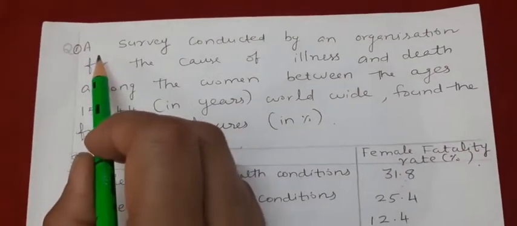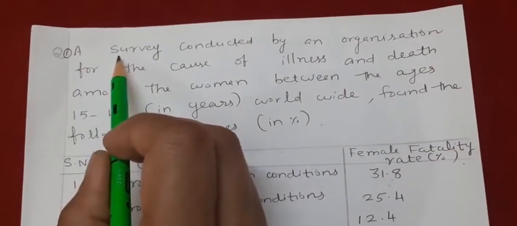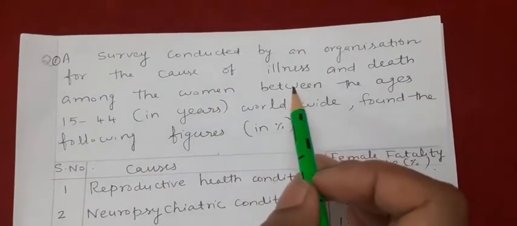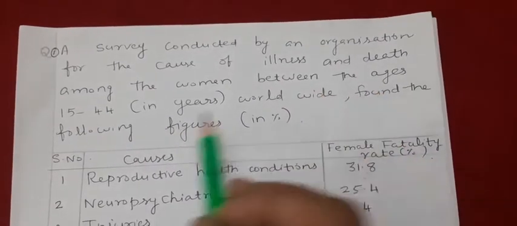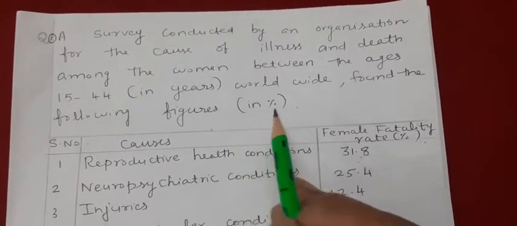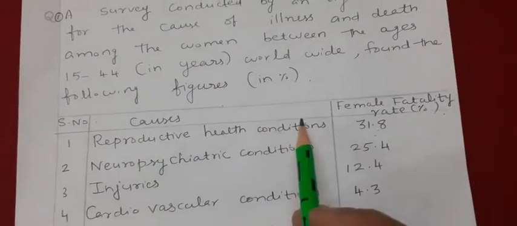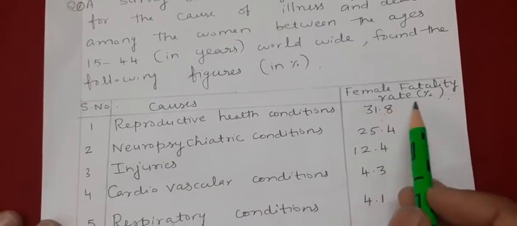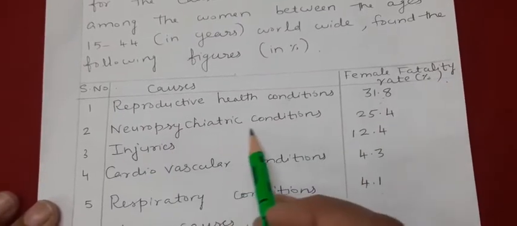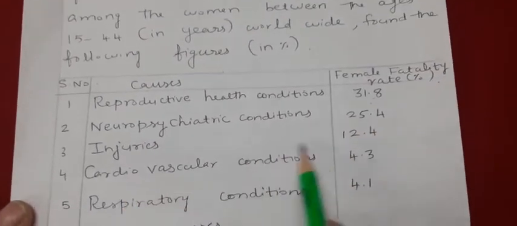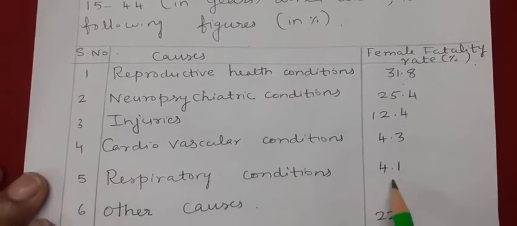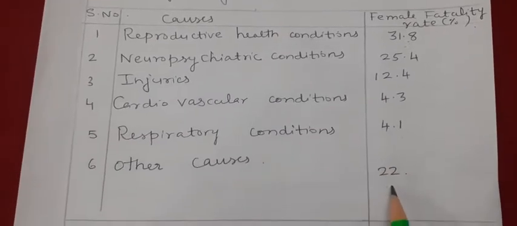Now let's discuss first question of exercise 14.3. A survey conducted by an organization for the cause of illness and death among the women between the ages 15 to 44 in years worldwide found the following figures in percent. So table is given, causes and female fatality rate in percentage. Reproductive health conditions 31.8, neuropsychiatric conditions 25.4, injuries 12.4, cardiovascular conditions 4.3, respiratory conditions 4.1, other causes 22.